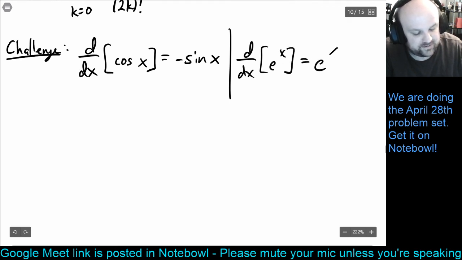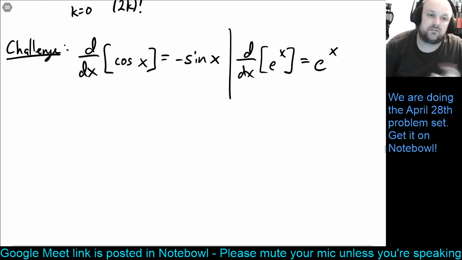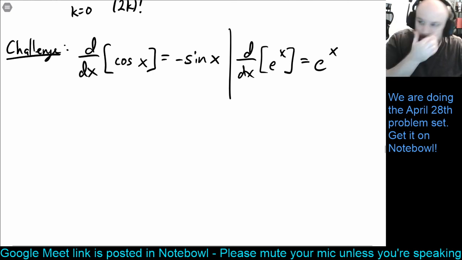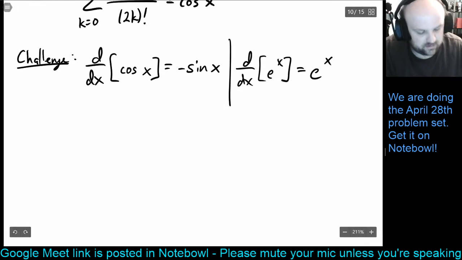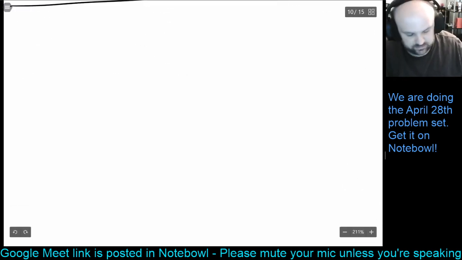So try that, and then a little less of a challenge, but still interesting to try. Verify that the derivative of e to the x is actually still e to the x using Maclaurin series. Right? Make sure that that's still true.